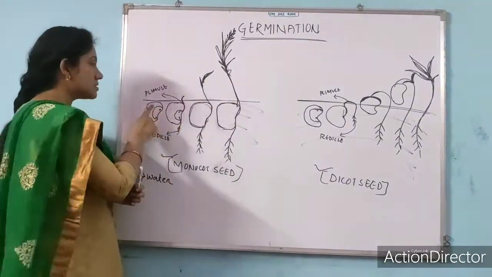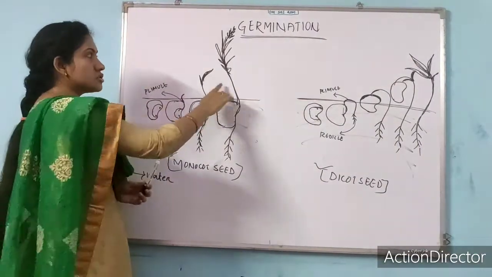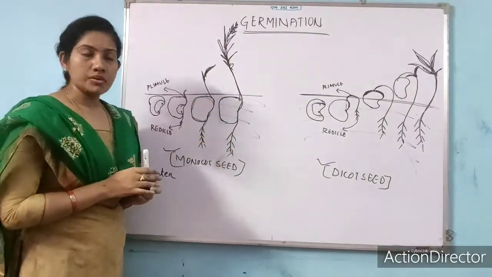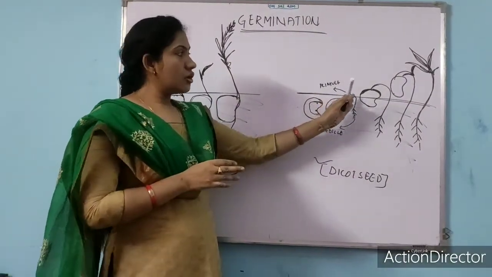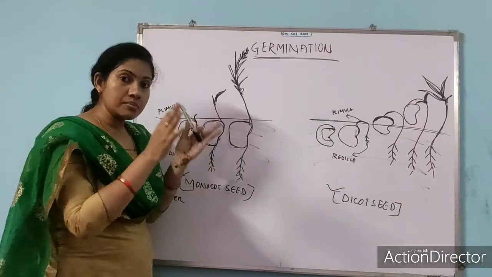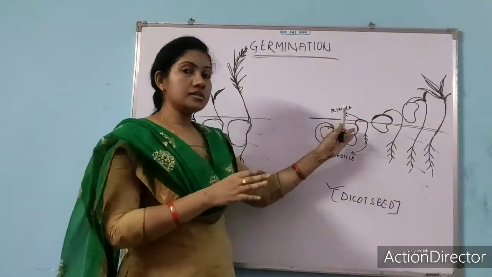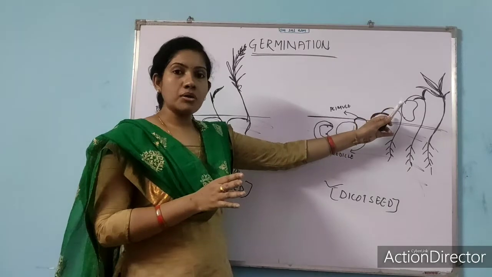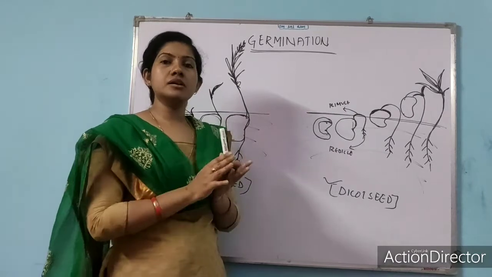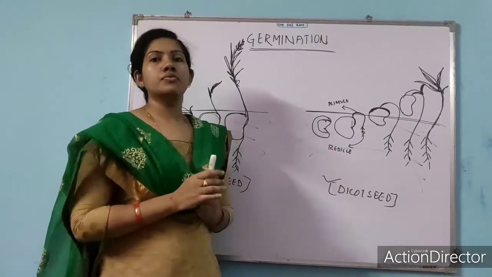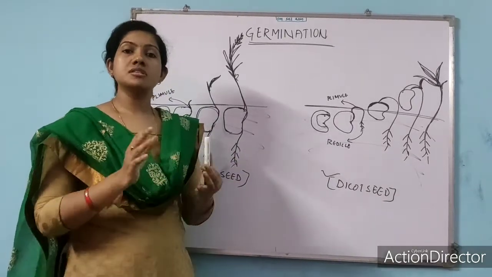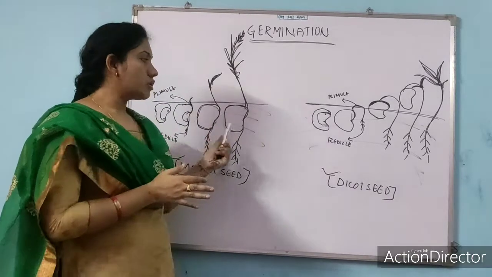In monocot seeds, the seed will remain inside the soil. Only the shoot and the root will come. The root will go inside the ground and the shoot will come out. But in dicot seeds, the seed along with the cotyledon will come out. Here the seed along with the cotyledon will remain inside the soil, but here the seed along with the cotyledon will come out from the soil, and at last when the shoot develops, the seed and the cotyledon will get dry and fall down. So this is the germination phase for both monocot seed and dicot seed.